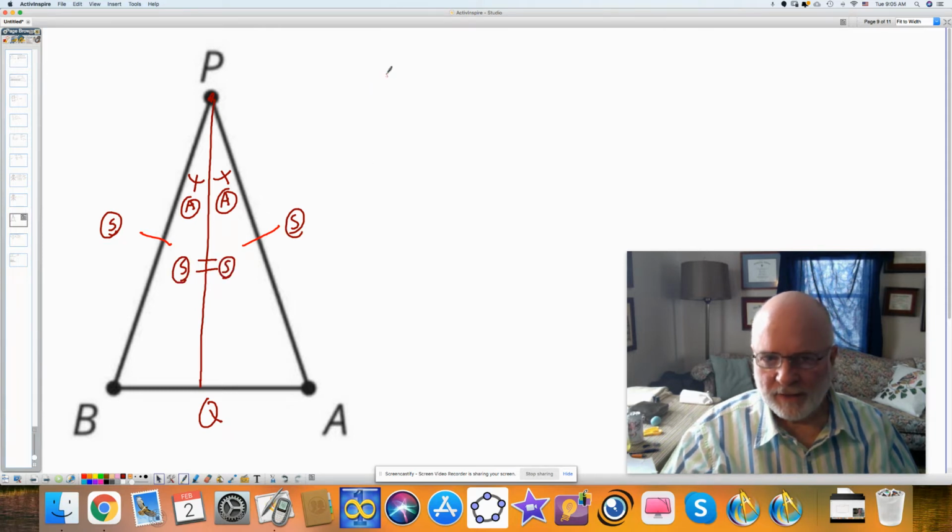I want to write that out in steps. First, we have that segment PA is congruent to segment PB. Why? Because it was given. We're given that we had an isosceles triangle.